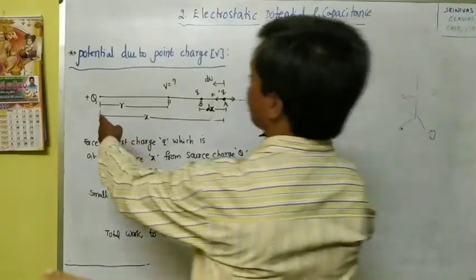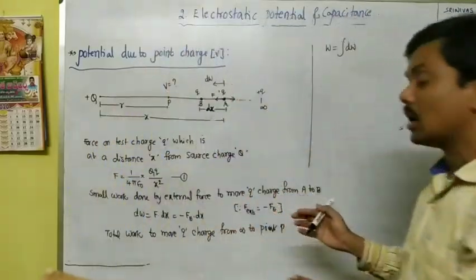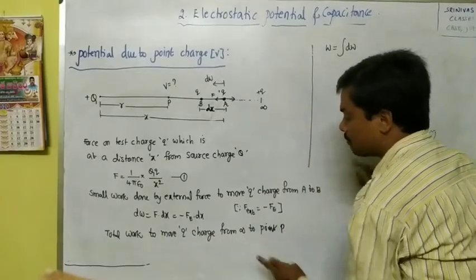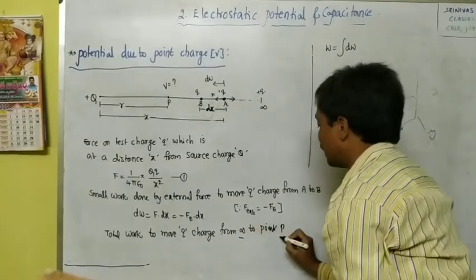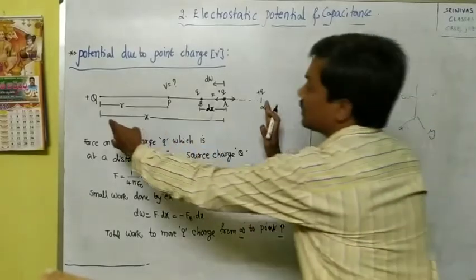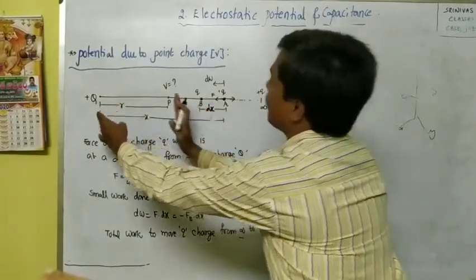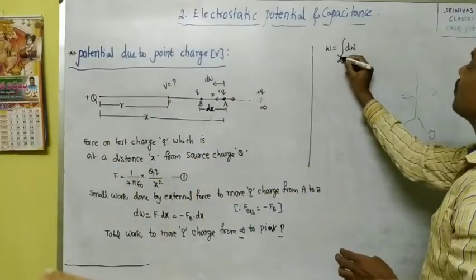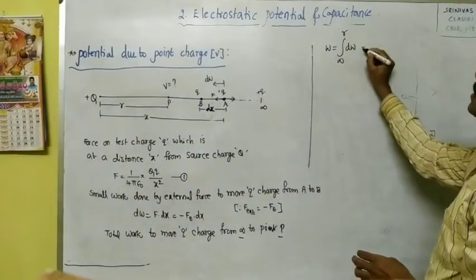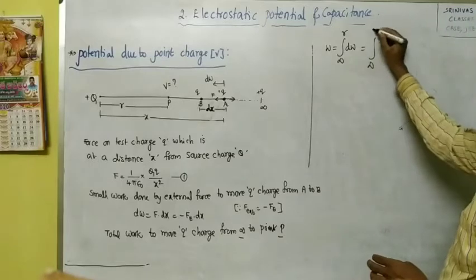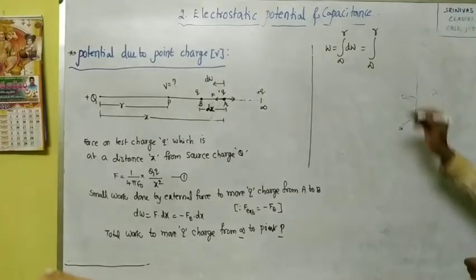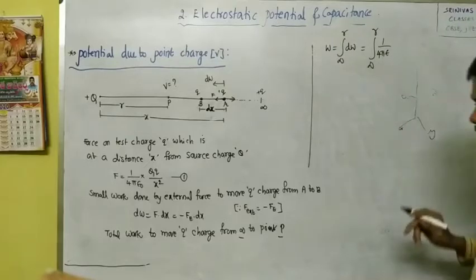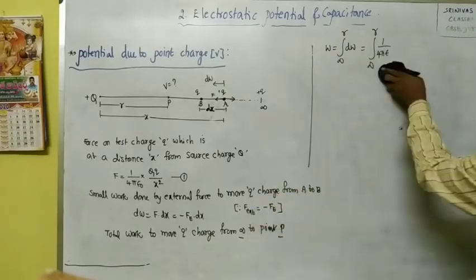Initially the distance is at infinity. We have to calculate the work to move the Q charge from infinity to point P. Firstly infinite distance, then finally point P distance. What is the point P distance? It is small r. Since we are moving from infinity to small r, the limits are infinity to small r. What is the work formula? 1 by 4 pi epsilon naught. We write the work formula here. We know it already.